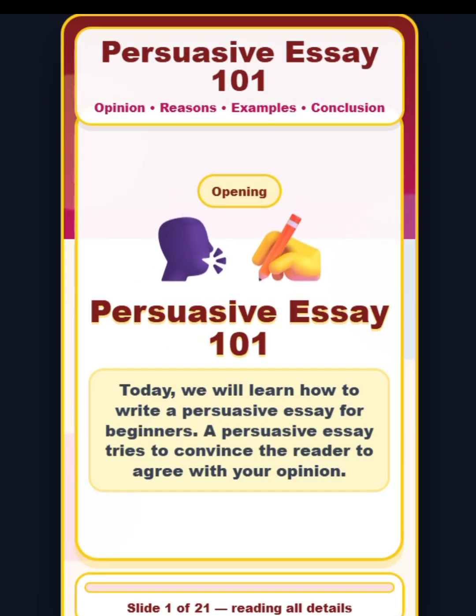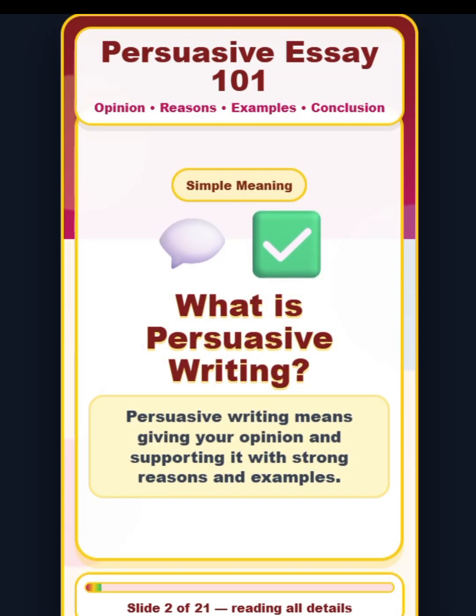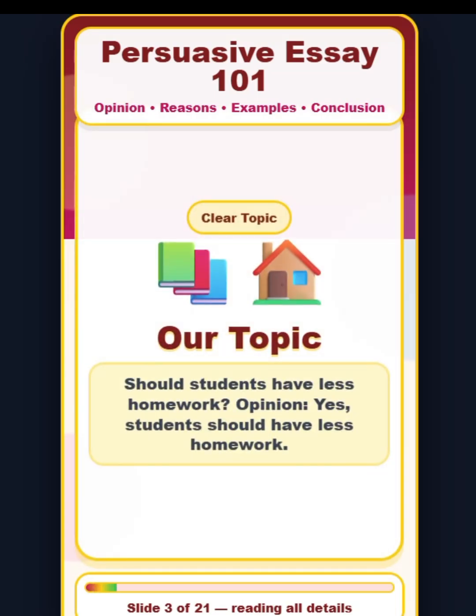A persuasive essay tries to convince the reader to agree with your opinion. What is persuasive writing? Persuasive writing means giving your opinion and supporting it with strong reasons and examples. Our topic is, should students have less homework? Our opinion is, yes, students should have less homework.